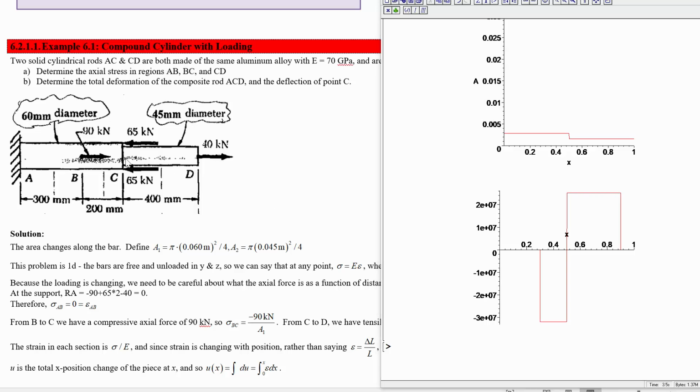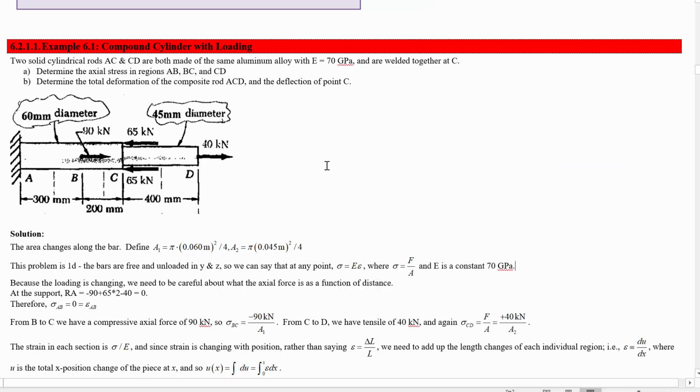I mean, that's the first part of the problem anyway. That's the axial stress in each of these regions. Now, what about, so axial normal, meaning perpendicular to the cross section along the axis for this cylinder. What about the total deformation? So how can we find the deformation?